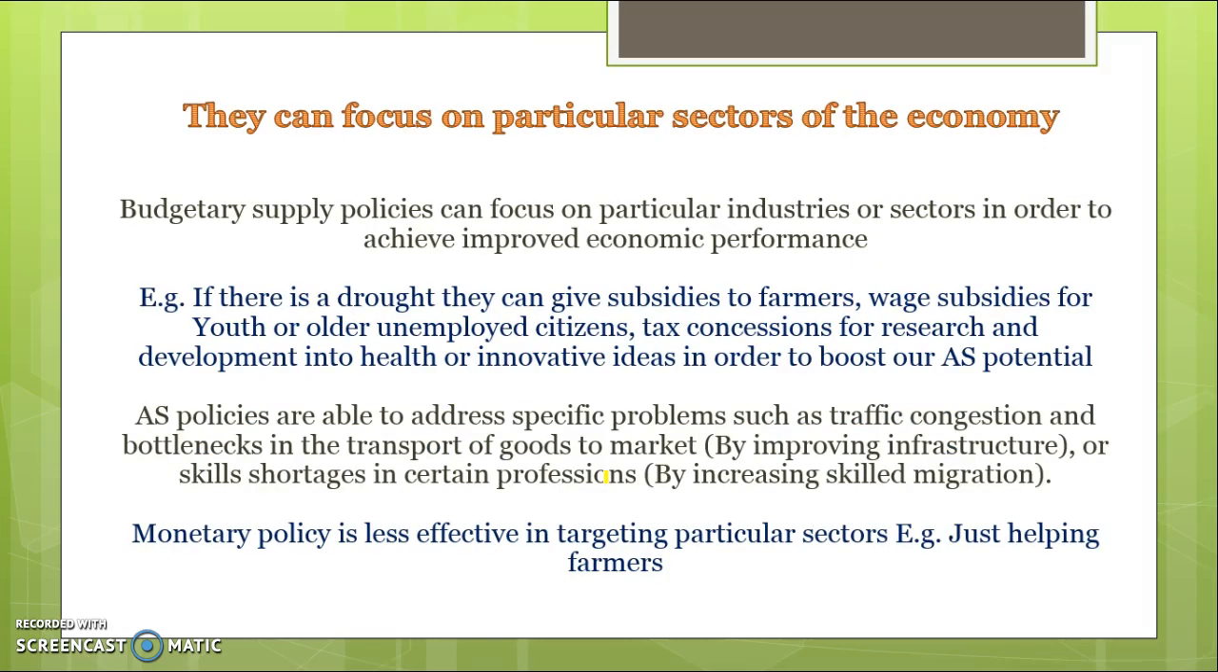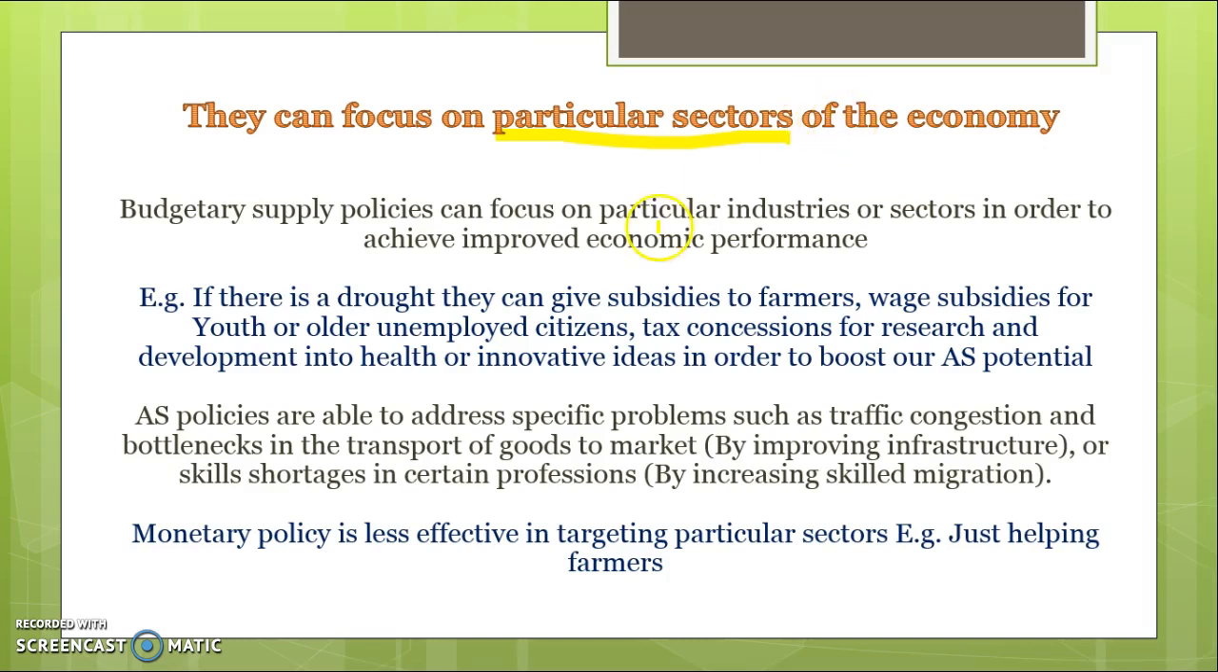They can focus on particular sectors of the economy. So we refer to monetary policy as being a blunt instrument. It can't help improve particular sectors. It can only lower interest rates across the entire economy. It's ineffective at trying to solve the problems with a two-speed economy.